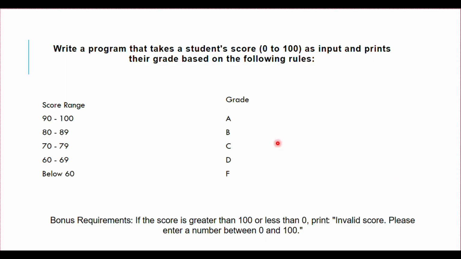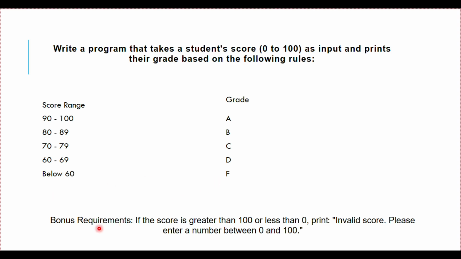Now, let's go through a mini challenge. You have to write a program that takes the student's score, which will be 0 to 100, as an input, and it will print out their grade based upon the following rules. If the score range is 90 to 100, it will print out grade A, 80 to 89, grade B, 70 to 79, C, 60 to 69, D, and below 60, it will be F.